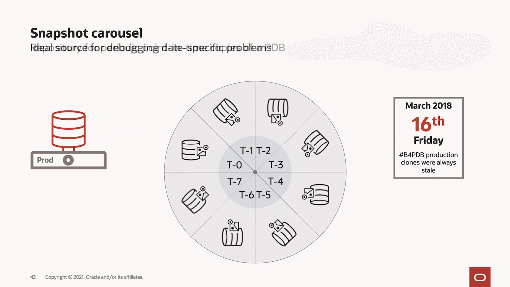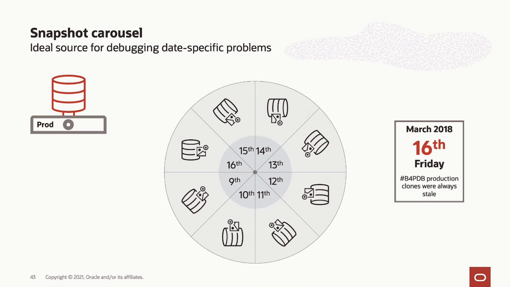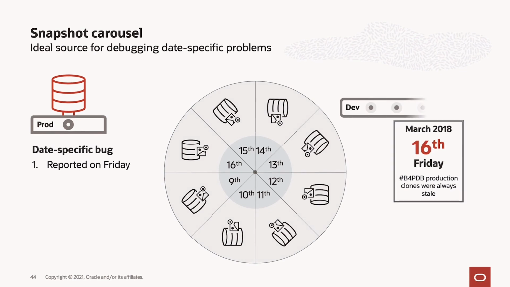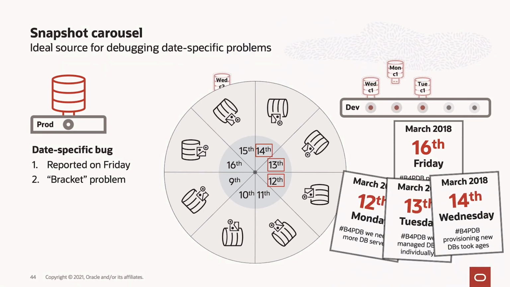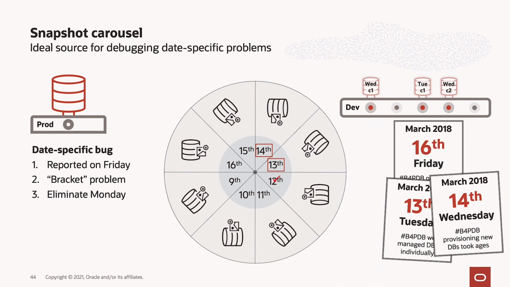The snapshot carousel can be very helpful for debugging date-specific problems. For example, we might have a problem reported on Friday. It's a new problem, which seems to be data-related, and arose earlier in the week. However, the report is not specific about the exact date on which it was first encountered. We might try a bracketing approach. Take clones from the snapshots from Monday, Tuesday, and Wednesday, and run tests to see whether the problem shows up. The problem was not reproducible on Monday, so we can eliminate that date.